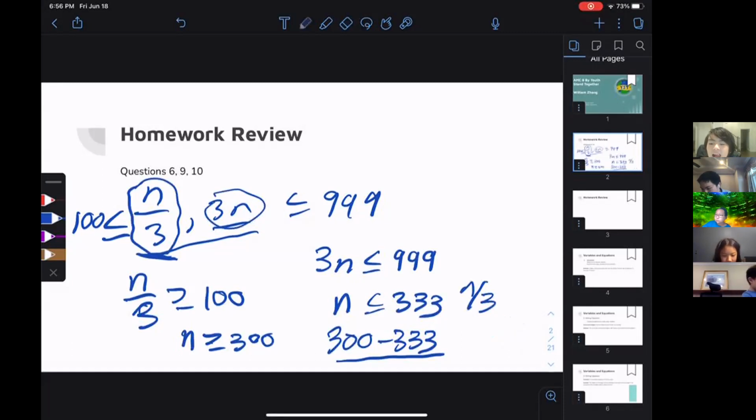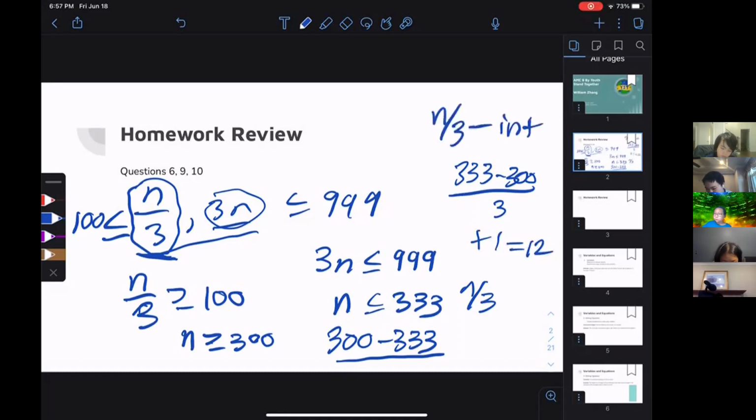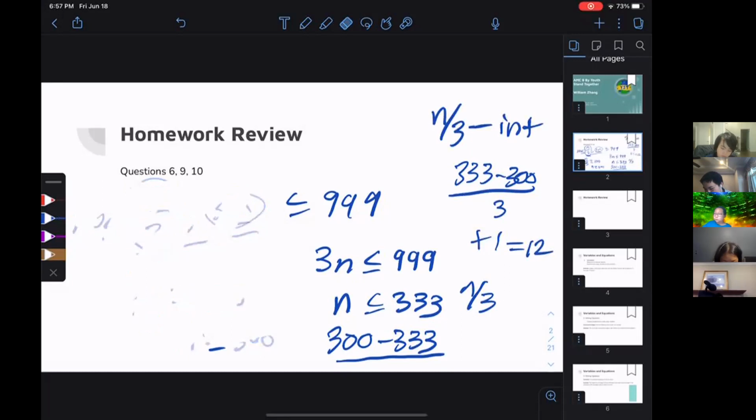So if you count those, that should be (333 minus 300) over 3 plus 1, and that should be an answer of 12, if I remember correctly. And yeah, the most common mistake was that you have to make sure it fits the original condition that makes this a 3-digit integer, because I saw quite a few people pick 34, which is the common pitfall for this. And yeah, that's the main thing I wanted to point out in this problem.